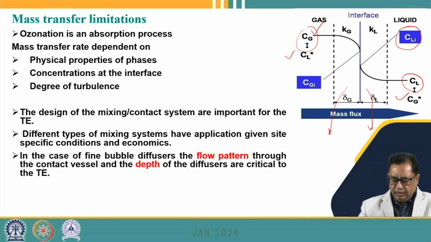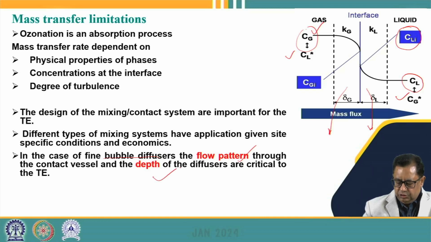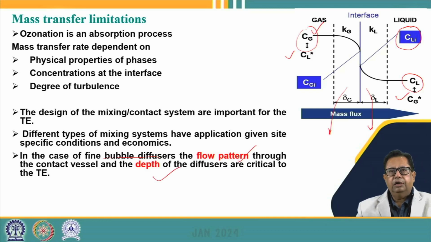Similarly, we can find that when we are having fine bubble diffusers, the flow pattern through the contact vessels and the depth of the diffusers play a very important role in the transfer efficiency of the ozone from the gaseous phase to the liquid phase. So it is very important to understand what mass transfer limitations can be encountered, and depending upon that we can decide the depth of the contact towers, or we can say the fine bubble diffusers. Similarly, the flow pattern in the contact vessel matters, so that we can get a higher retention time and a higher diffusion of the ozone from the gaseous phase to the liquid phase.